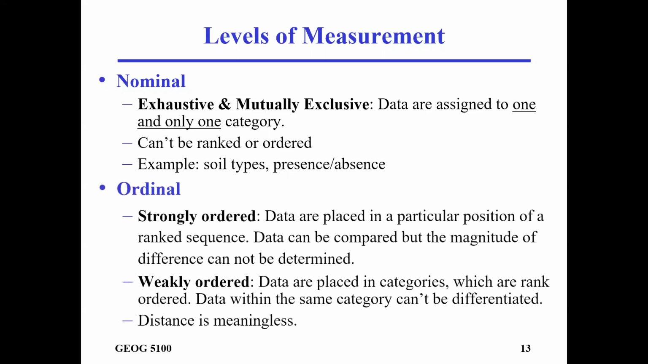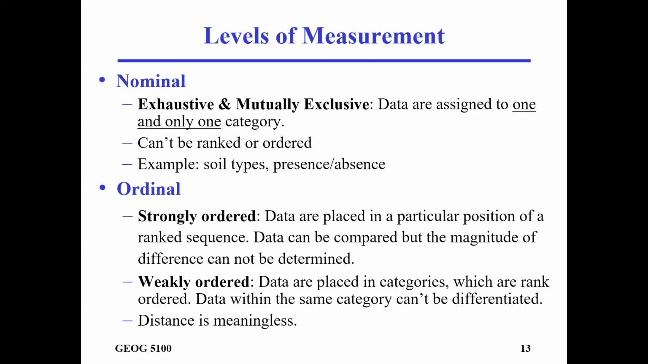Level 2 is ordinal data. They can be strongly ordered. Data are placed in a particular position of a ranked sequence, which means that compared to nominal data, at least ordinal data can be ranked. For example, 1 for a high school diploma, 2 for bachelor degree, 3 for master degree, 4 for PhD degree. Of course, you can rank them by the level of education. So data can be compared, but the magnitude of difference cannot be determined.